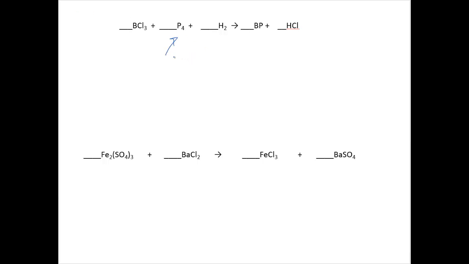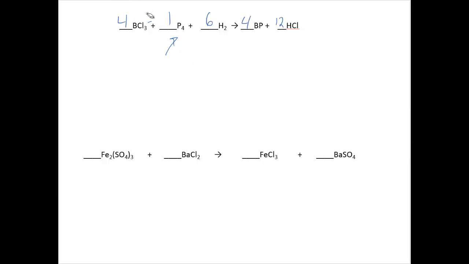Let's pick phosphorus. I've got 4 phosphoruses here. Let's put 4 here. That gives me 4 boron. All right, we'll put a 4 there. That gives me 12 chlorines. So I put a 12 there. That gives me 12 hydrogens, and now I can put a 6 here. Understood to be a 1. So by picking a different element, I made the balancing much easier.